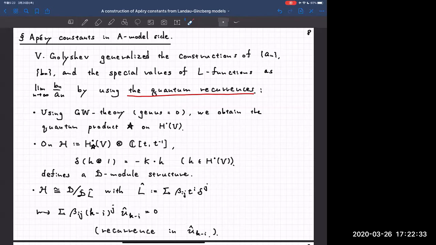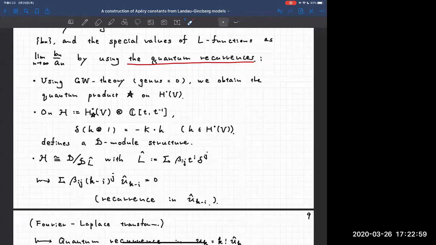The idea is that firstly, we can define the quantum cohomology by using Gromov-Witten theory with genus equal to zero, and we obtain the quantum product. It is totally different from the usual product on the cohomology, but anyway, we put a new product on the cohomology H(V) of the Fano threefold. Then, with a new localized parameter t, t inverse, we obtain the bundle H by tensoring the cohomologies. We also can put the differential by taking delta on H tensor 1 equal to the canonical section minus K dot H for each cohomology class. Then it defines a D-module structure on this total H.